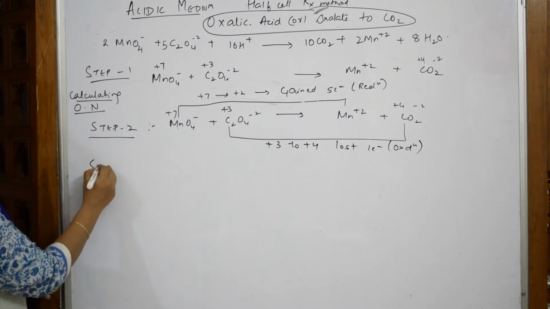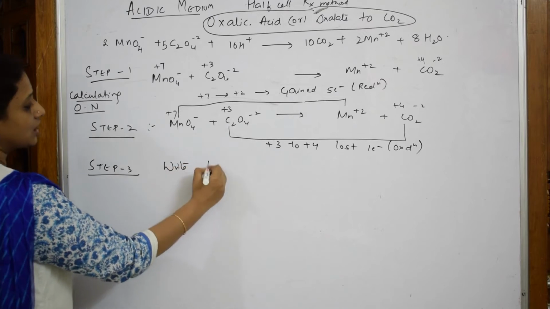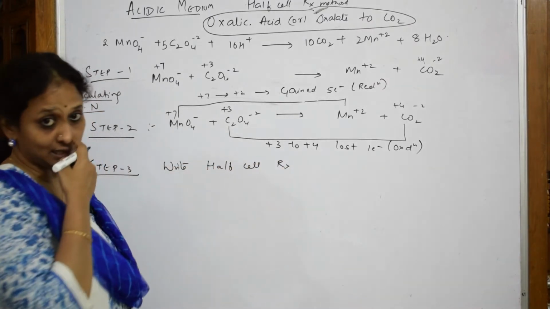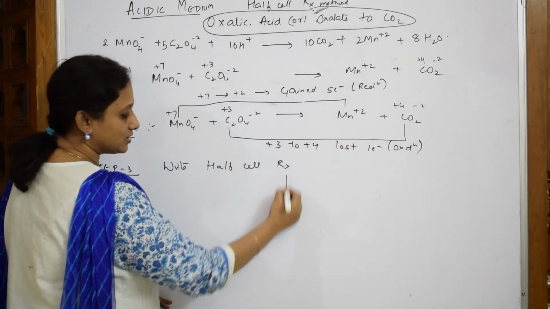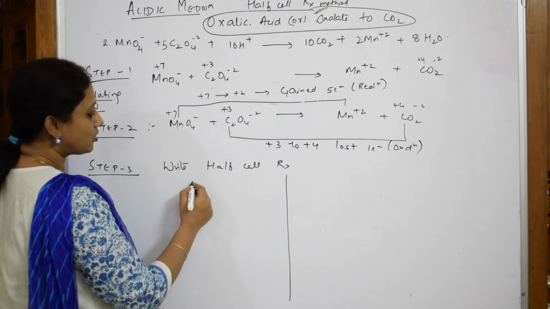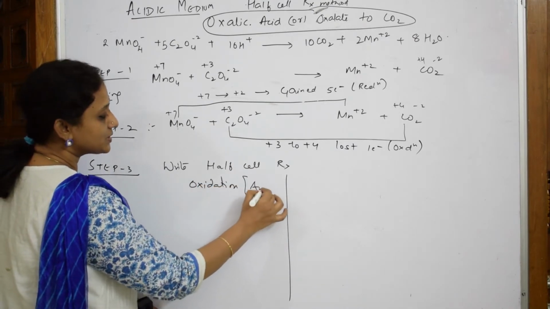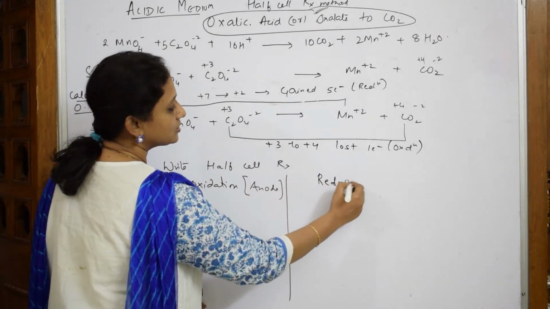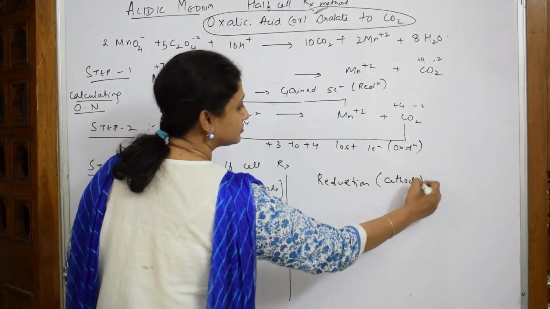Now come back to step 3. Write the half-cell reactions. Half-cell reactions mean the anodic reaction and the cathodic reaction. Here one has undergone reduction and one has undergone oxidation, so divide. Take the oxidation reaction here; this oxidation reaction always happens at the anode. Take the reduction reaction here; this reduction reaction occurs at the cathode.